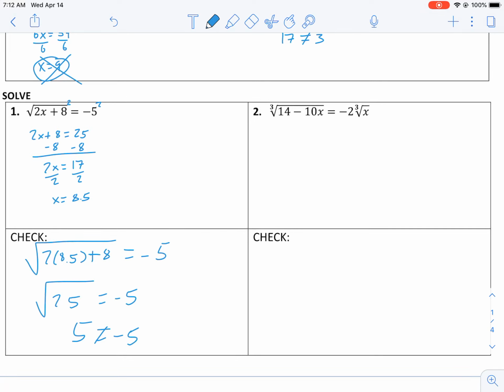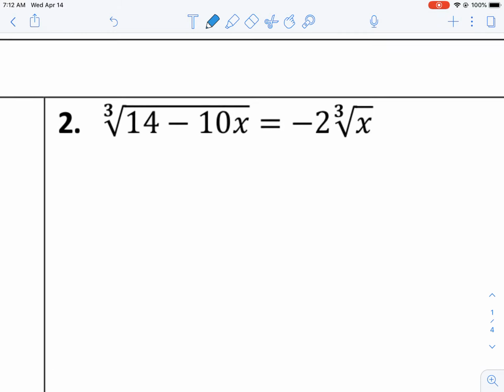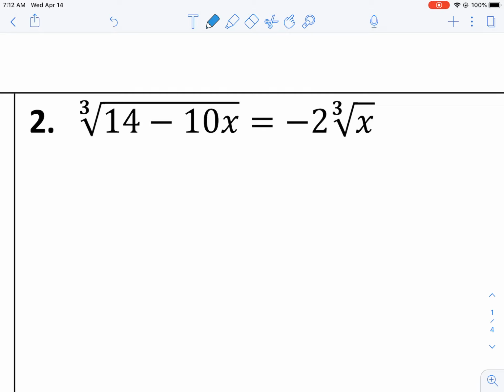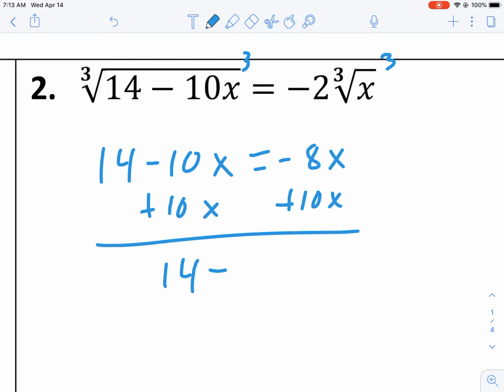Now, that's only for square roots and fourth roots. For cube roots, you're fine because cube roots can be negative. So this one's not really going to be extraneous here. 14 minus 10x equals, so we're cubing, so we have to cube that negative 2, and that turns into negative 8. This shouldn't be extraneous, but let's see. If we add 10x over, that's going to give us 14 equals 2x, which is x equals 7.